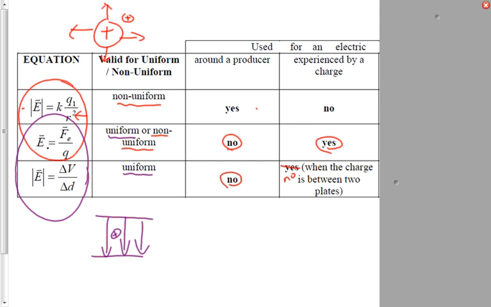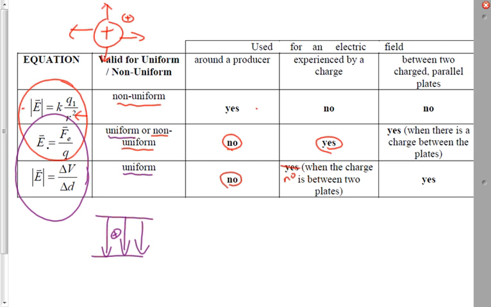And then finally, can you use the first one between two charged parallel plates? No, you can't. The last one, of course you can, because that's what it's for. And the second one, yeah, you can, if you have an experiencer between those two parallel plates.